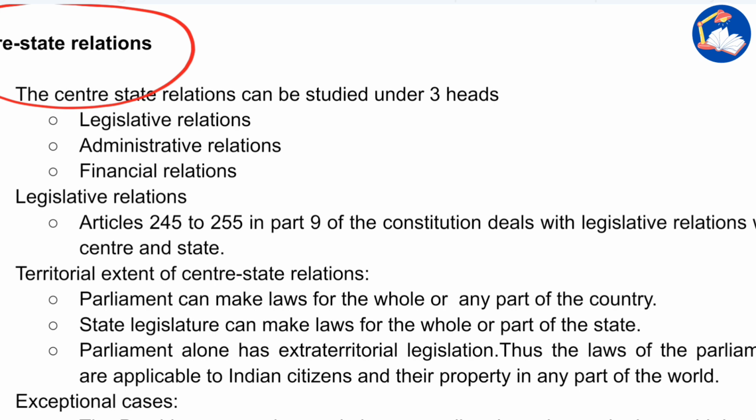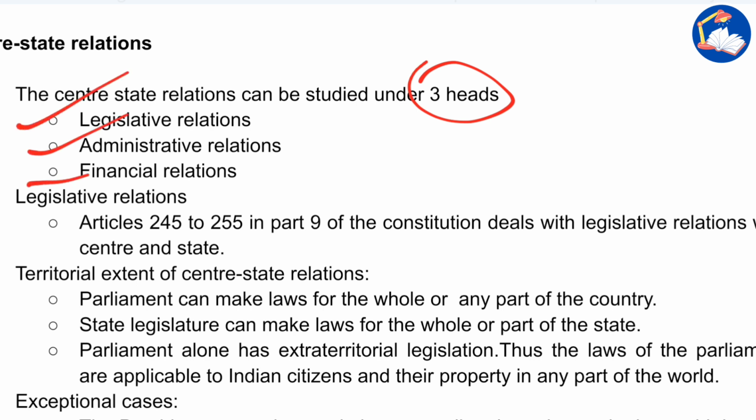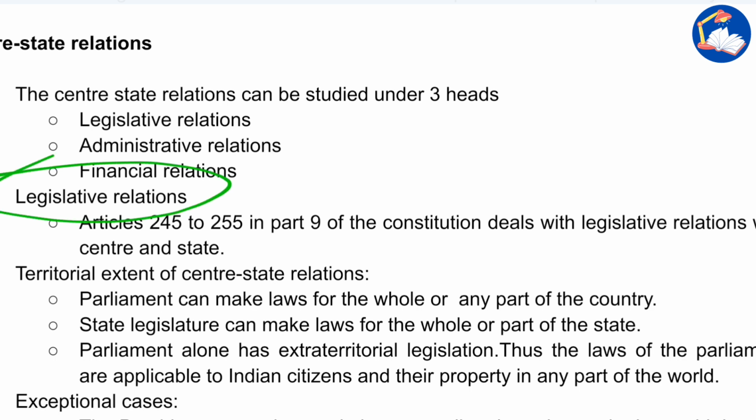Okay, let's begin. Center-state relations can be studied under three heads. What are they? Legislative relations, administrative relations, financial relations. So, in this video, we'll be looking into the legislative relations and financial relations. Okay, first one, legislative relations.